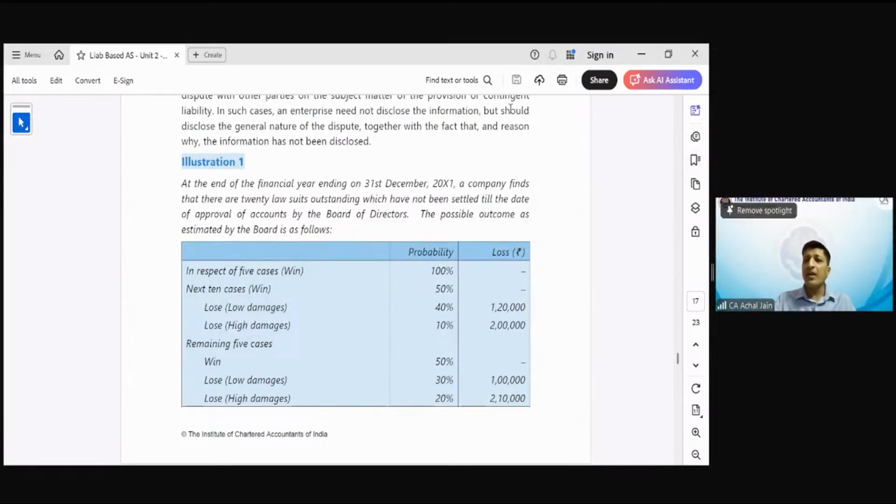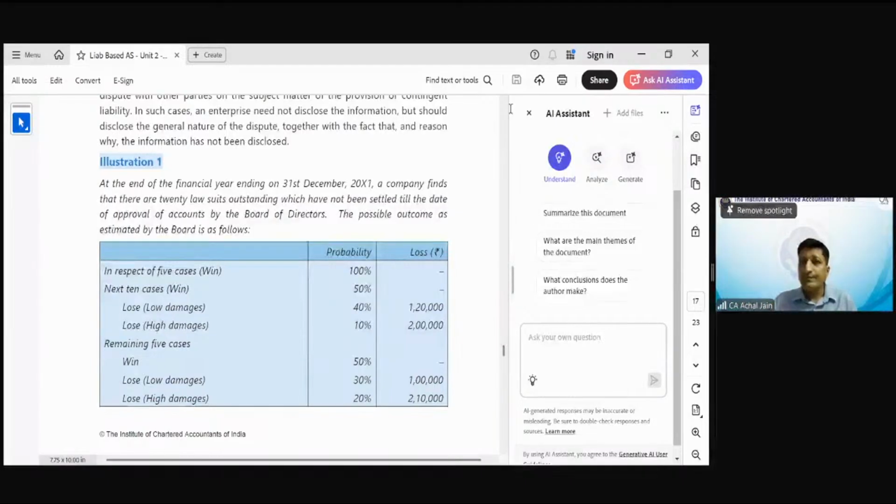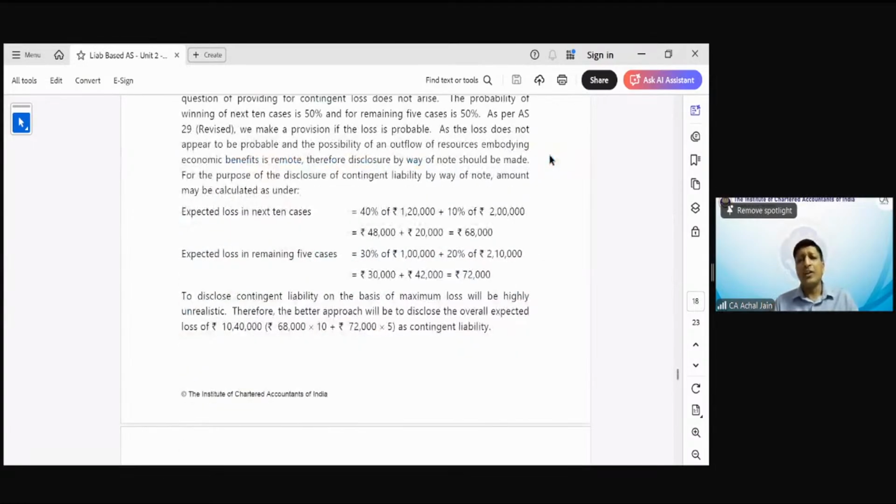Maybe Ishan, you can check how you got this. Ishan is saying 72,000 for 1. What do you mean by 1? Chirandeep has shared the calculation. Tanisha, Tanu and Kirti are also getting 72,000. Fine. For 1 lakh, you will take 30%. For 2 lakh 10,000, you will take 20%. So the total amount for next 5 cases will be 72,000.